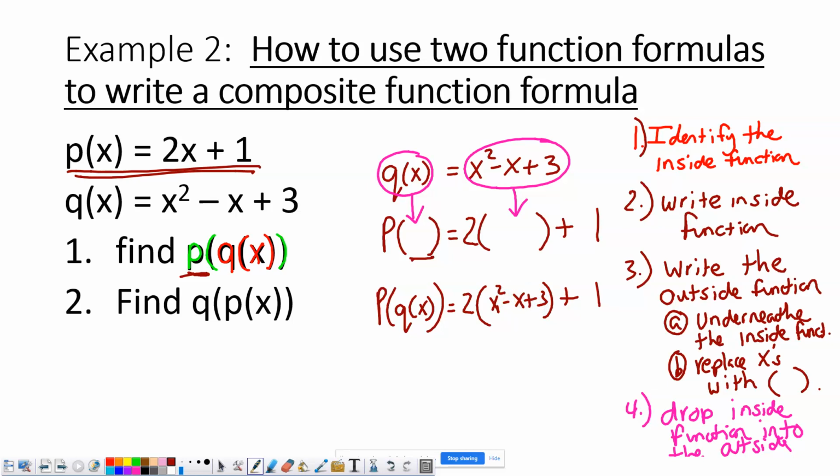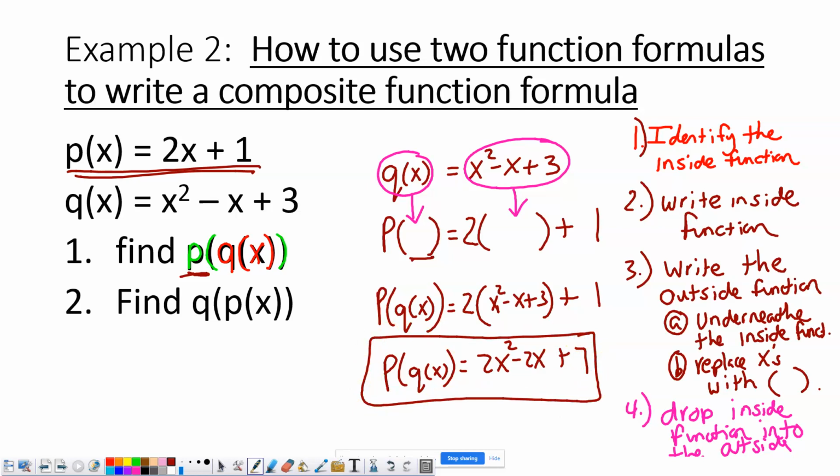Okay, and it doesn't hurt to simplify, but I don't want to focus on that right now too much. I'm going to go ahead and simplify this, but I don't want you guys to worry about that too much at the moment. I just want you guys to make sure that you know how to do these first 3 steps, okay? So identify your inside function, write the inside function down, and then write the outside function underneath of it. But when you do, replace the x's with parentheses. After that, go ahead and just drop everything in. So that's example 1 there that we just did.